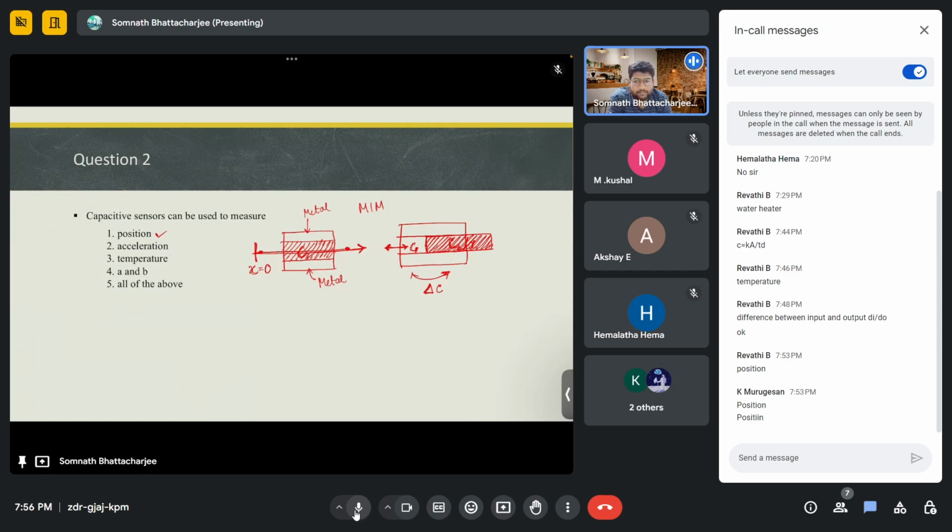What about acceleration? Can a capacitive sensor be used for measuring acceleration or something like that, as we already know that we can get the value of position? Just give me a minute. You just think about it.